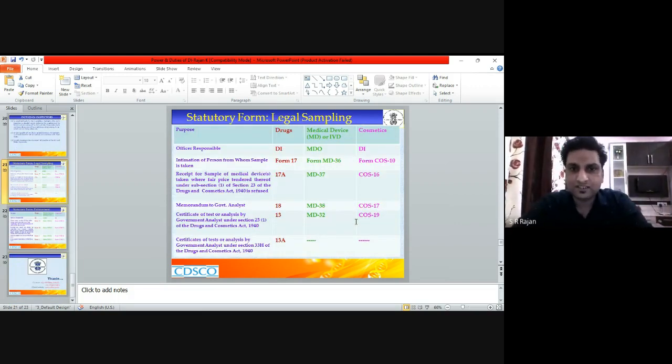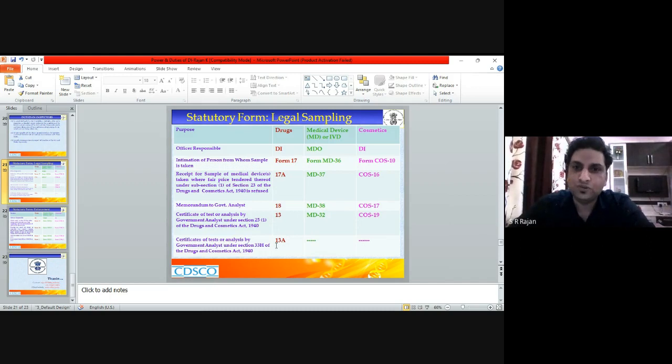As I mentioned earlier, under the Drugs and Cosmetics Act, new rules like the Drugs Rules 1945, the New Drugs and Clinical Trial Rules 2019, and the Cosmetics Rules 2020 have recently been framed by the central government. So accordingly, drug inspectors are responsible for all these activities under these rules for the regulation of these drugs.